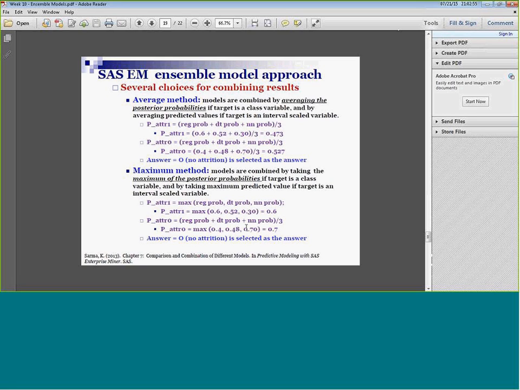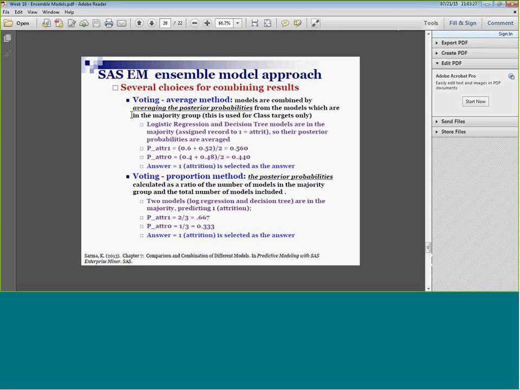And he says the answer is attrit equals 1 because there is a typo, I believe, 0.6 versus 0.4 because he left these out. If you put all 3 values in, which you should, then 0.7 is bigger than 0.6, and the answer is no attrition. So isn't that interesting? 2 of the models would have classified the case as an attrition, but these 2 methods, this one and this one, would classify the final one based on an ensemble approach as not attrited.